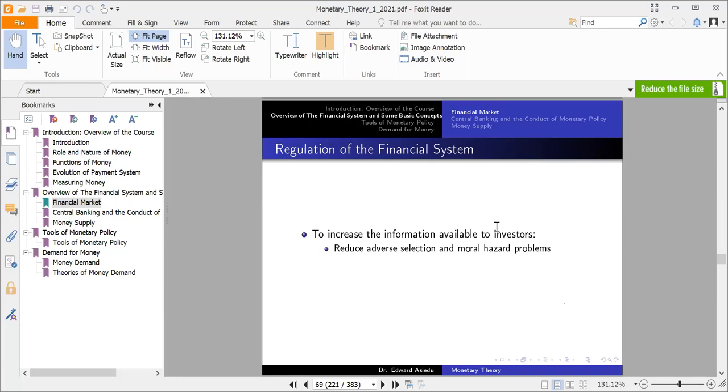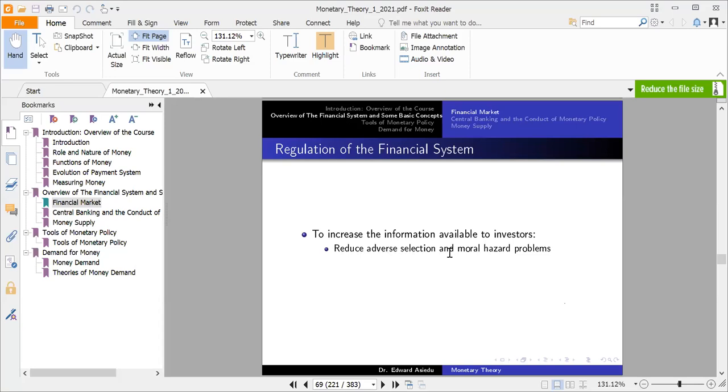You have been in Ghana before, for the past 10 years, you've heard about the issues that we have in the financial system, and therefore regulation is key. The central bank has a regulatory arm that is supposed to supervise all these actors in the financial system. So, increase information available to investors. I should know where to put my money. That helps me to reduce adverse selection and moral hazard.